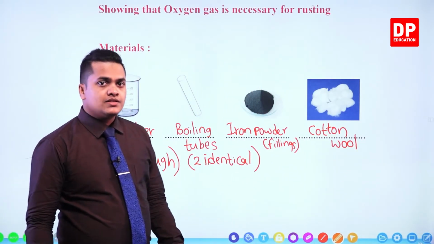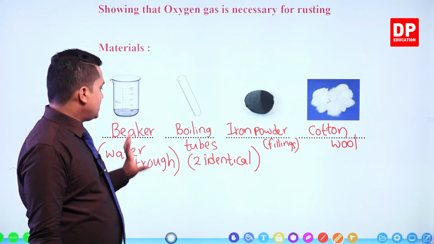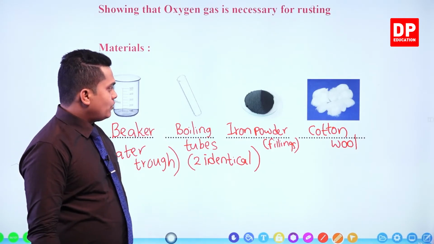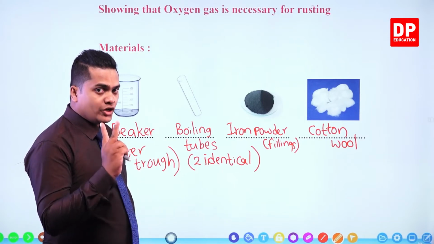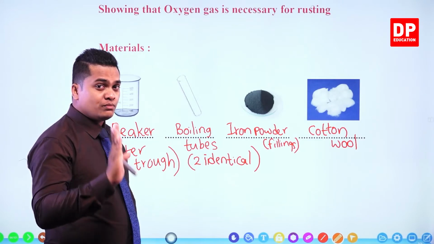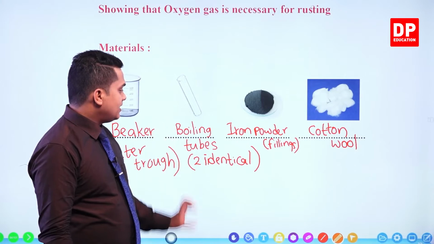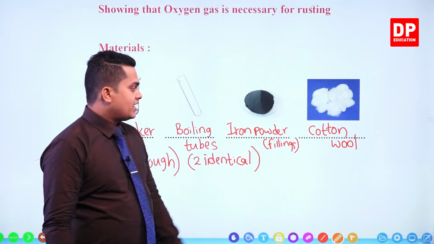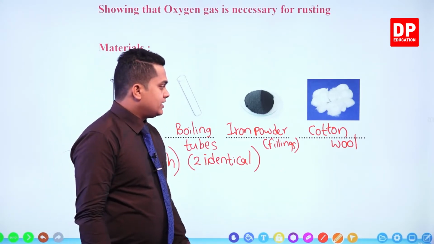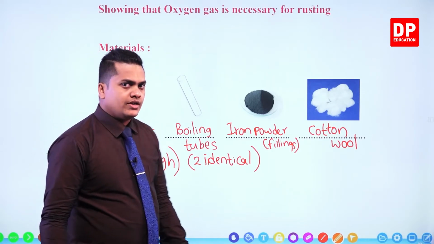These are the materials that you need. You'll be needing a large beaker or else a large water trough, and two boiling tubes, two identical. Identical means they should be equal in all aspects. Okay, so two identical boiling tubes, some iron powder or iron fillings, and some cotton wool. So these are the materials that you need. So let's see how to conduct this activity.